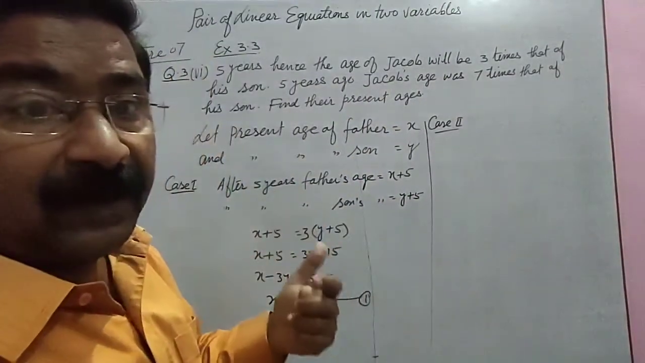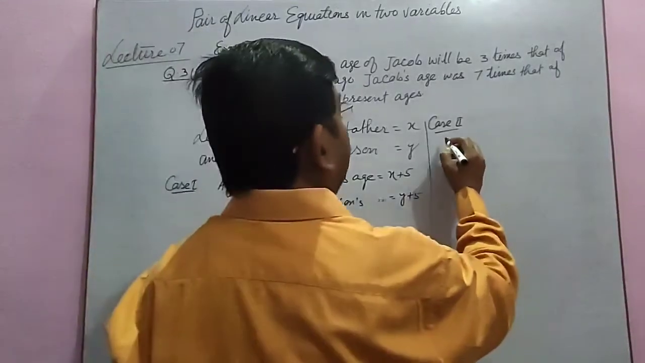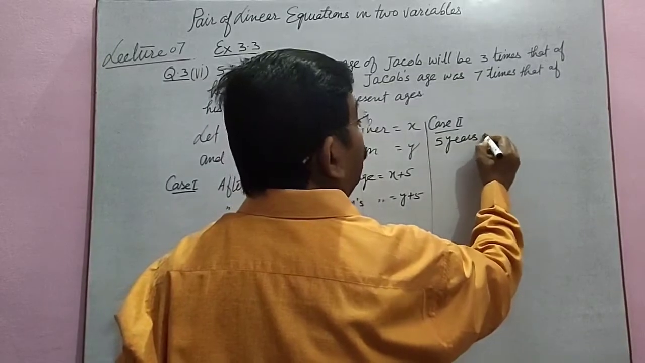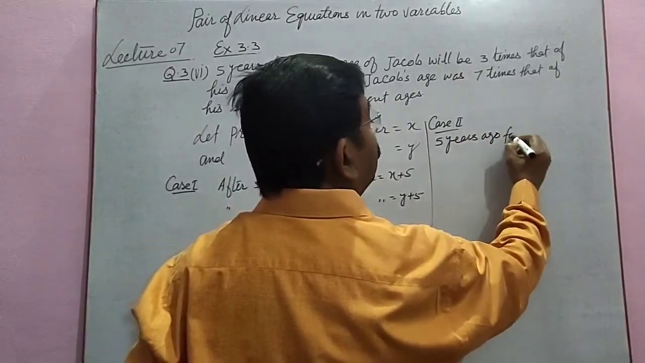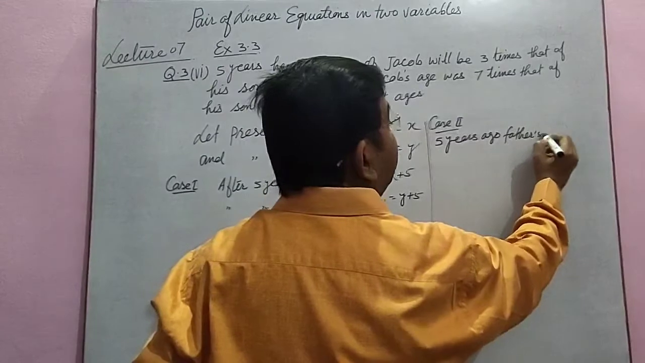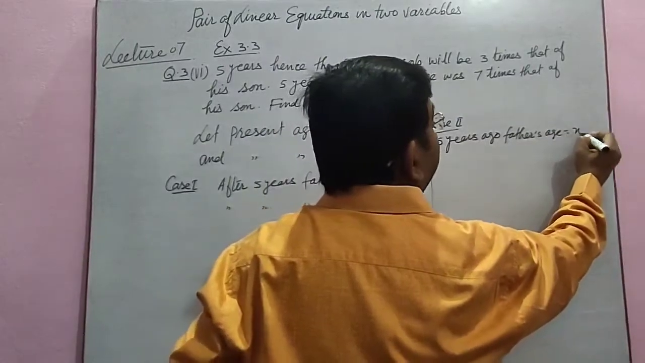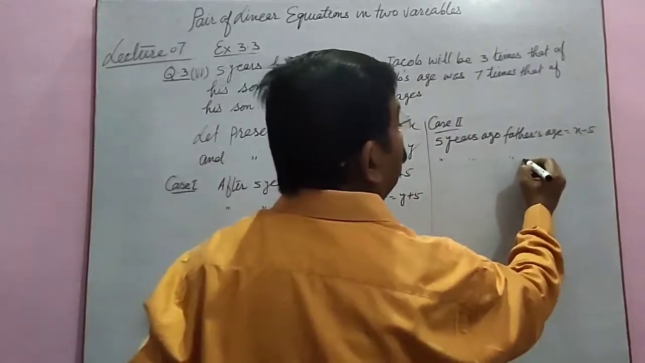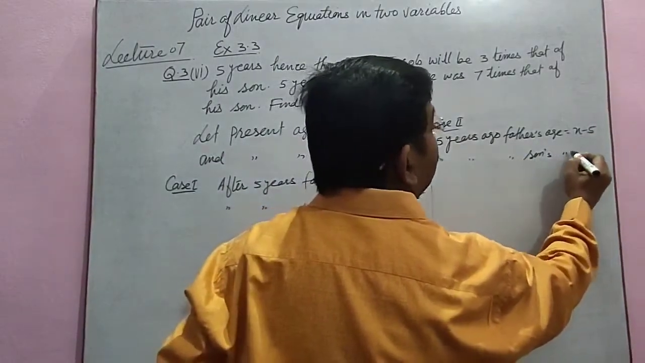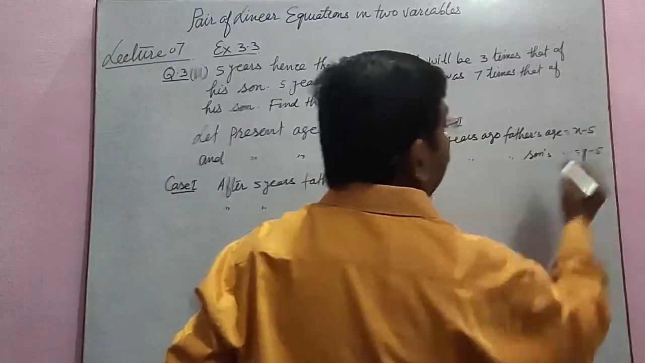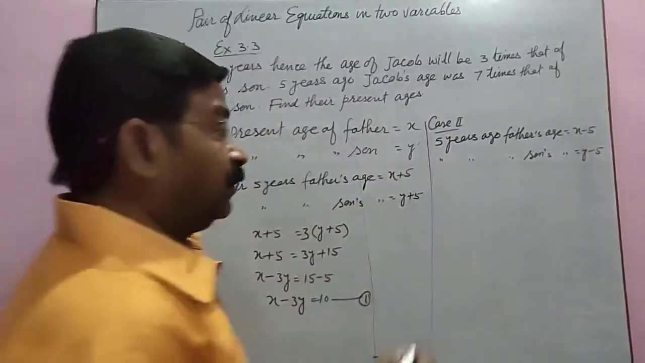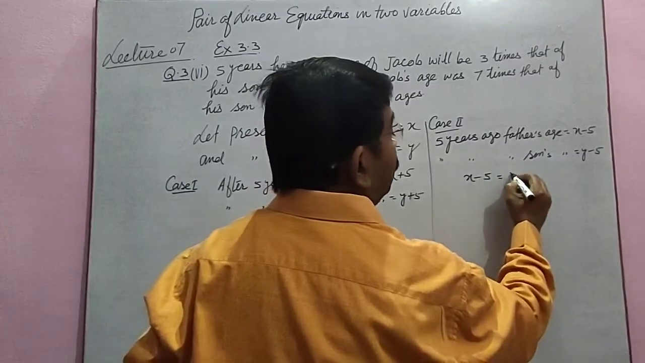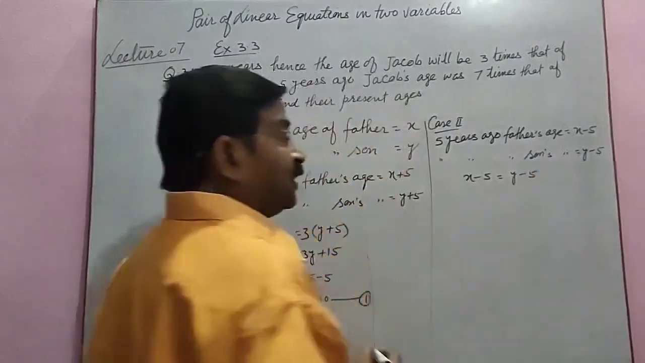So we have to find the ages of father and son. Like this, 5 years ago father's age will be x minus 5, and 5 years ago son's age will be y minus 5. Again we'll compare them. Let's see. X minus 5 is father's age, y minus 5 is son's age.